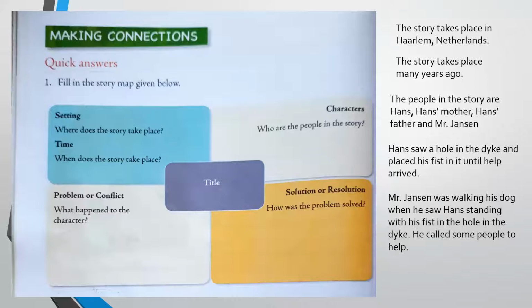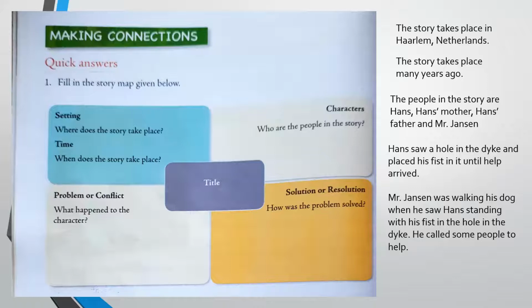So you know that the story took place in Haarlem many years ago, and the main character was Hans, but there were other characters in the story too. That is Hans's mother, Hans's father, and Mr. Jansen. And then the main part of the story is that Hans saw a hole in the dike and placed his fist in it to save the city, because otherwise the water would have trickled through that hole and flooded the entire city.